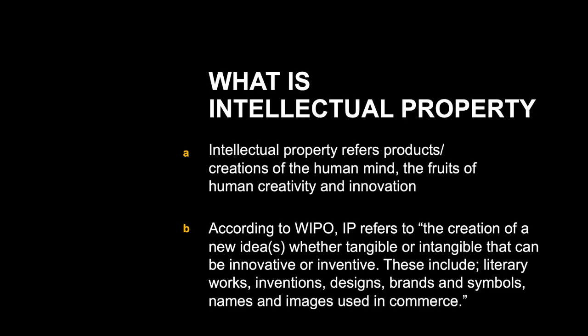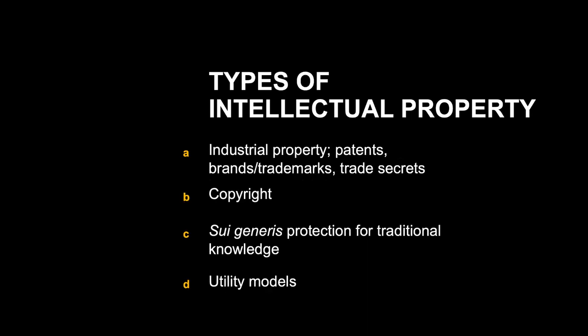Now, in terms of types of intellectual property, in Kenya we have at least 4 different types. The industrial properties like patents and trademarks and trade secrets. And then there's also copyright. There's also sui generis, which means one of a kind or unique protection for traditional knowledge and folklore. And there's also utility models. I won't go into the definitions because I think this is something that you can read online.